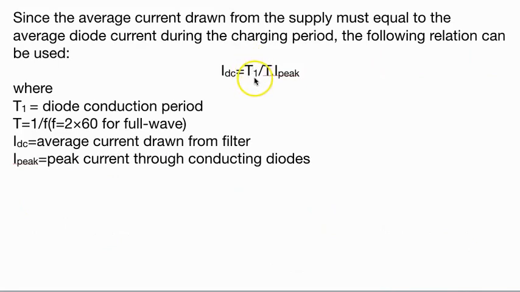IDC is T1 over T into IP. Since the average current drawn from the supply must equal the average diode current during the charging period, the following relation follows, where T1 is the diode conduction period and T is equal to 1 over F. For a full wave, IDC is the average current drawn from the filter and the peak current through the conducting diode.